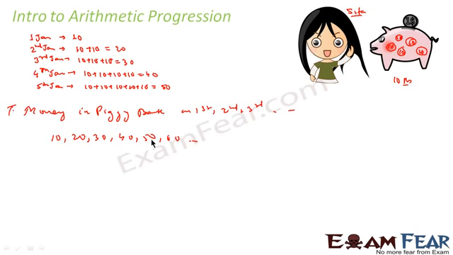The pattern is the difference between any two consecutive numbers is 10. 20 minus 10, 10. 30 minus 20, 10. 40 minus 30, 10. 50 minus 40, 10. 60 minus 50, 10. Correct? Such kind of pattern where the difference between two consecutive numbers is constant is called arithmetic progression. And this number is called common difference.